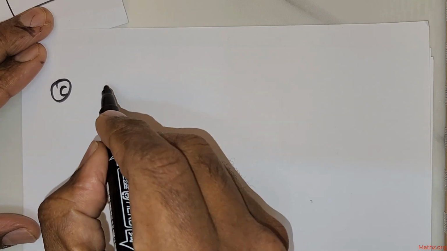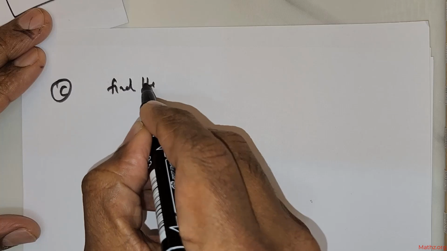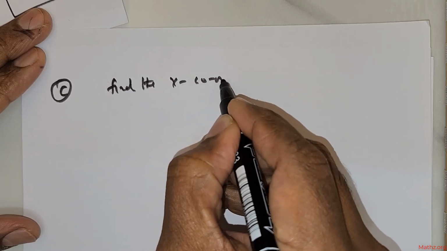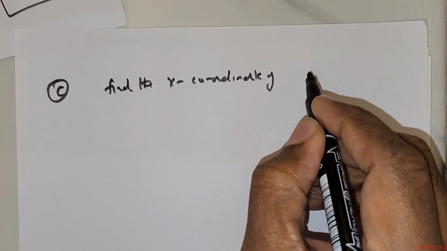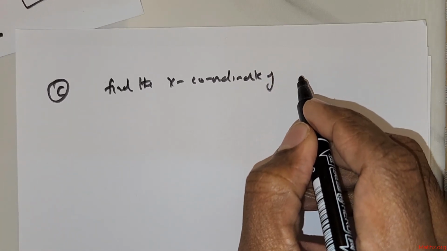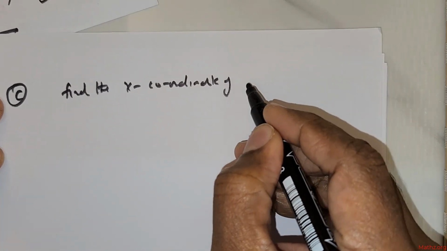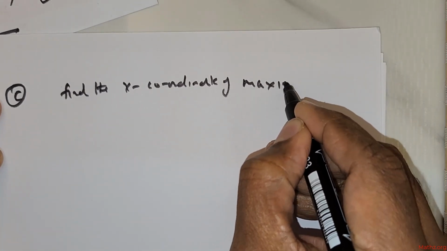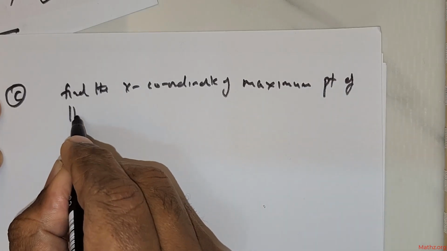Let's go to part C. In part C we are asked to find the x coordinate of the maximum point. Okay, x coordinate of the maximum point of the curve.